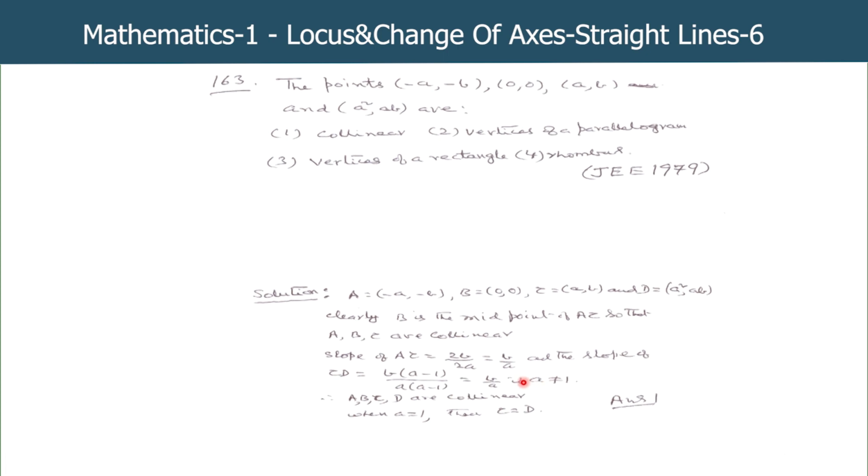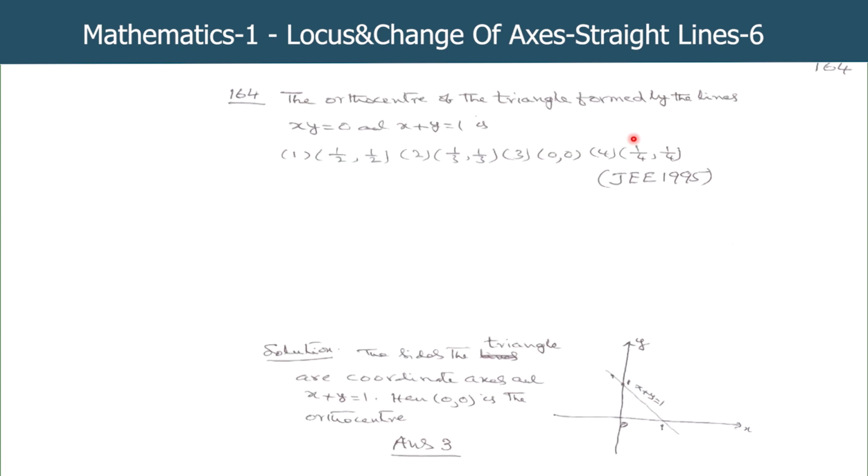One may ask, sir, why A is not equal to 1? If A is equal to 1, both C and D are the same point, and we checked already that A, B, C are collinear. So in any case, when A is equal to 1 or A is not equal to 1, the points A, B, C, D are collinear. Correct option is option 1.